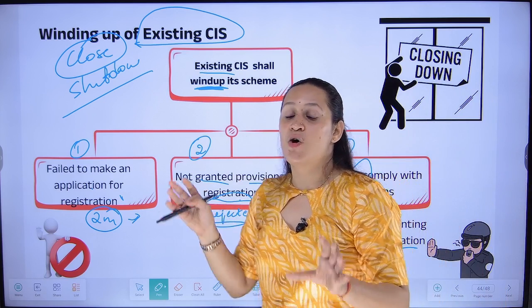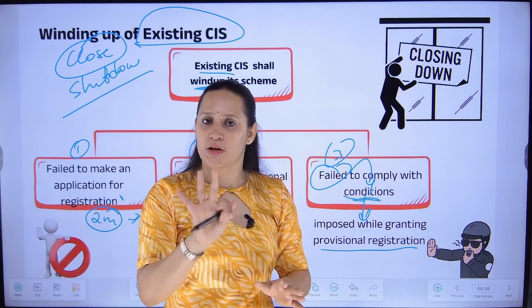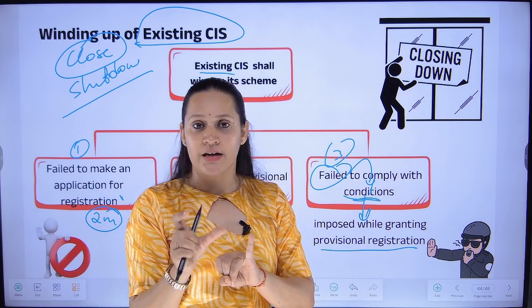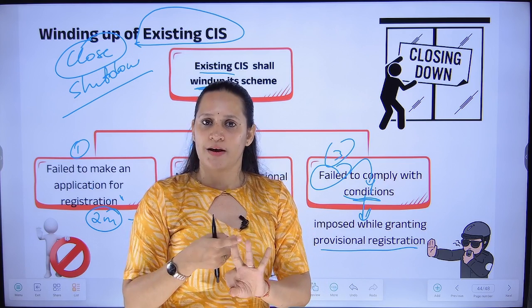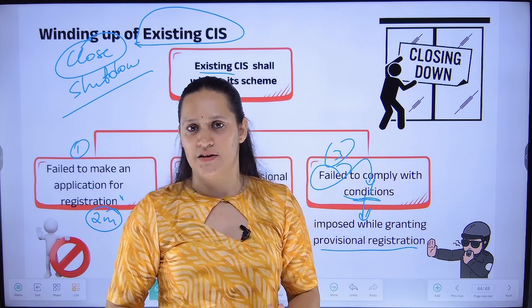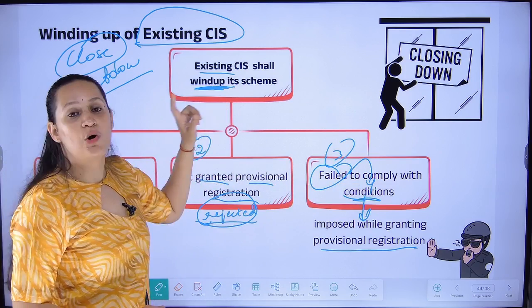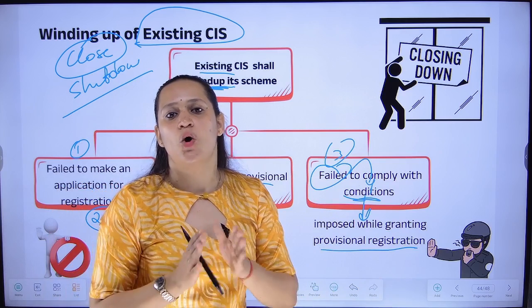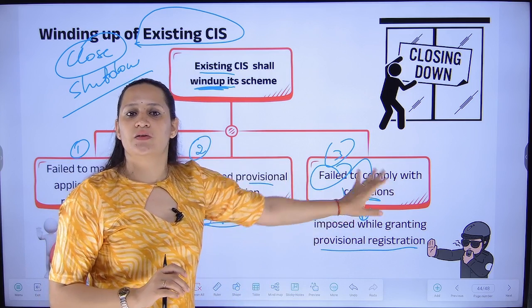So the scheme for the existing collective investment companies can be wound up on three grounds. First one is when you have failed to make an application for registration within the given period of time. Second one, the application has been rejected by SEBI. Third one is where provisional certificate was issued subject to the fulfillment of conditions, but you have not fulfilled those conditions. If these three scenarios come into picture, you have to completely close down or wind up the scheme, return back all the money to the investors and close the business of the collective investment scheme. You cannot run a collective investment scheme in these three given scenarios.